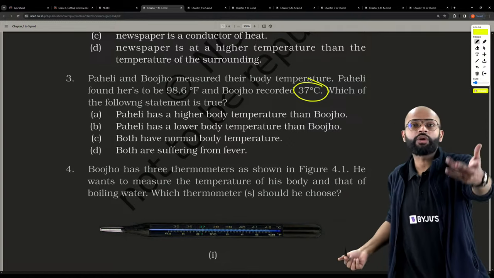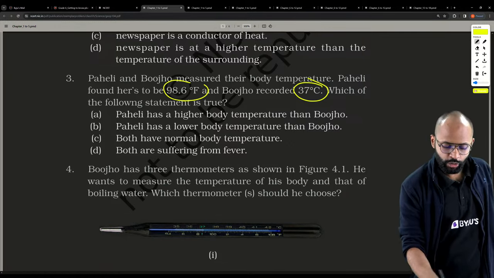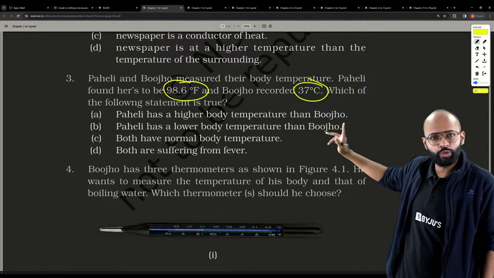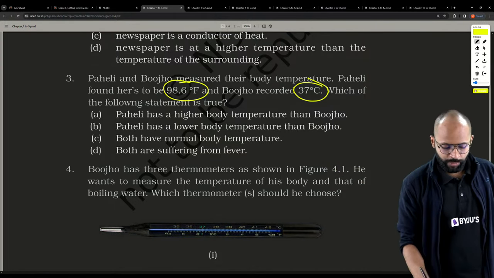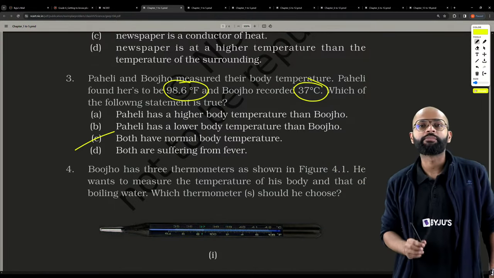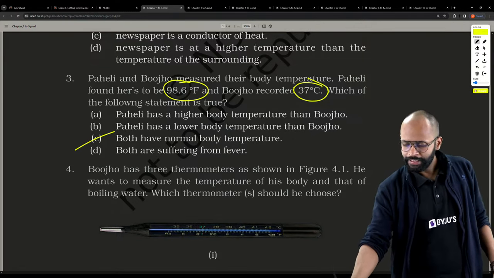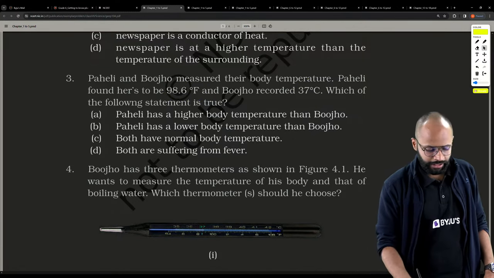In Fahrenheit, what is it? 98.6. Both have normal body temperature. Nobody has a fever. Both are perfectly fine, both will have to go to school. So the correct answer would be, both have normal body temperature. These are very common values, nothing to be afraid of.